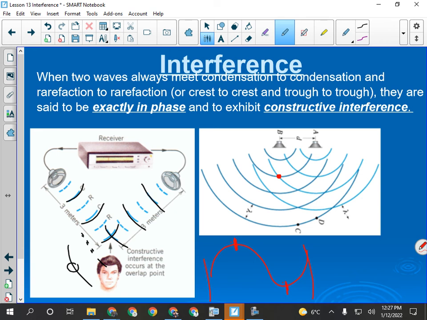Because I'm standing where two lines overlap. That's two crests. Every line represents a crest. So there I would hear constructive interference because I'm two wavelengths from speaker B and I'm 1, 2, 3 wavelengths from speaker A. The difference in travel is a full wavelength, so they're one full cycle different and they still arrive in phase. Everyone okay with that?